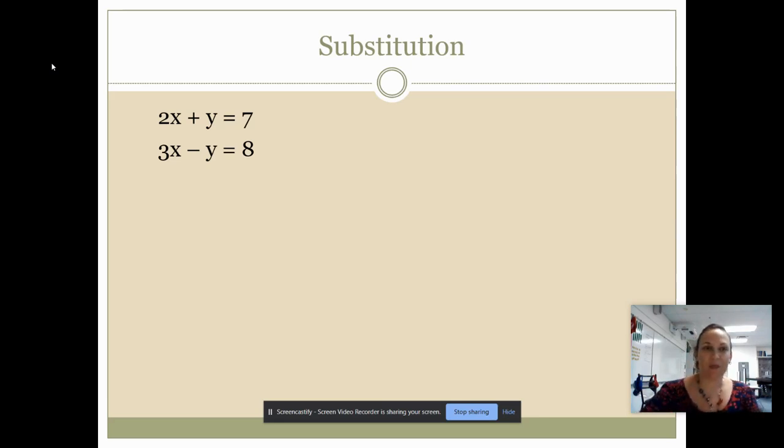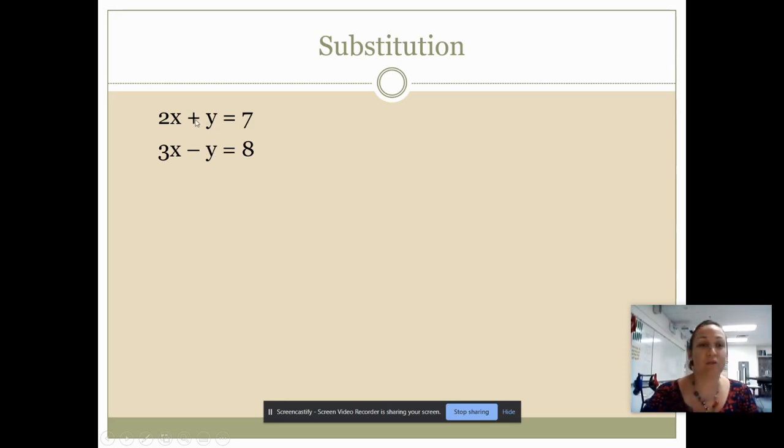In this scenario, I'm definitely not going to choose to get the letter x by itself, because both of the x's have a number in front of them, a coefficient. And that's going to create fractions, and that is my nightmare. I don't want to deal with fractions. So instead, I'm going to choose to get the letter y by itself.